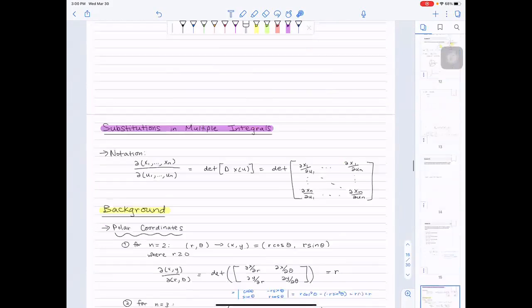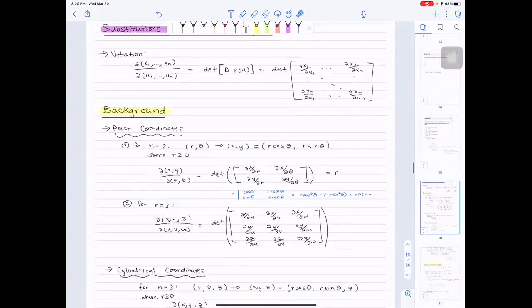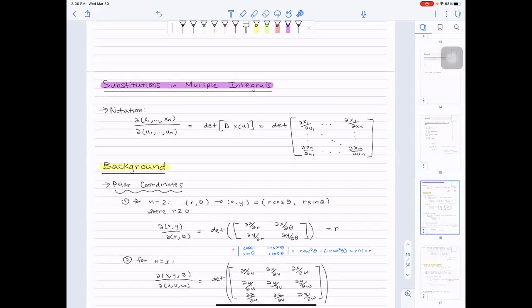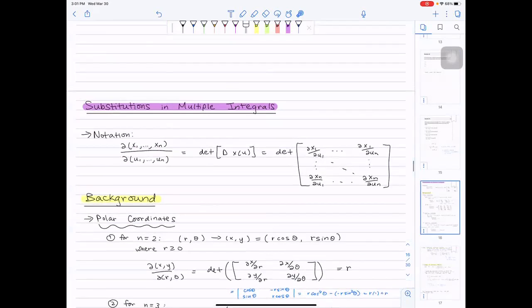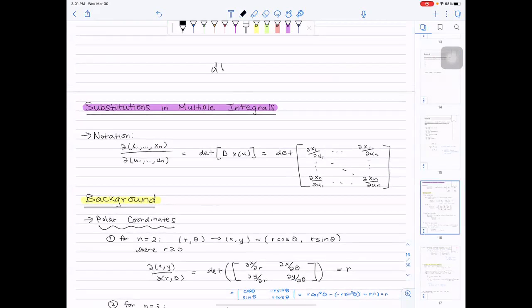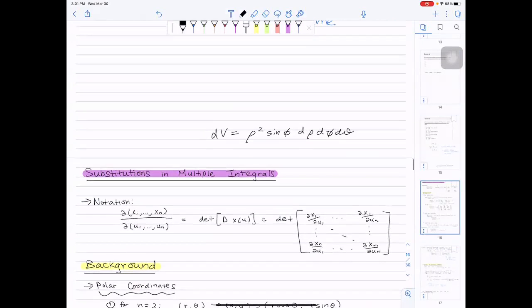Okay, let me summarize the main idea. The purpose of the change of variables theorem is that when we're converting to polar integrals or even spherical, we just said that dV is rho squared sine phi d rho d phi d theta. So why do we have this extra rho squared sine phi? It's because of our theorem. That actually turns out to be the determinant of a Jacobian matrix, or the determinant of a derivative matrix.